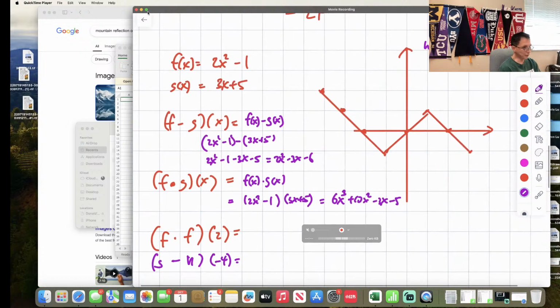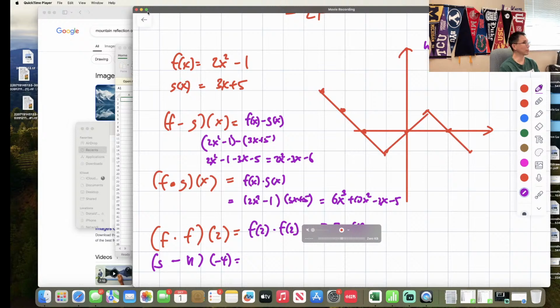Now, what's f dot f? Well, f dot f, this time they say it's evaluation at 2. So that means f of 2 times f of 2. Well, what's f of 2? 7, so it'll be 7 times 7, right? That's equal to 49. Is that okay?